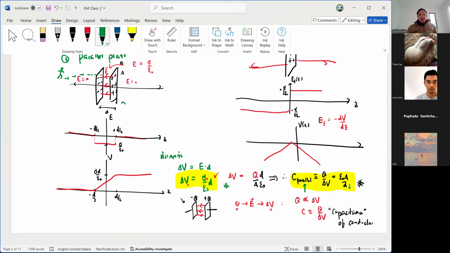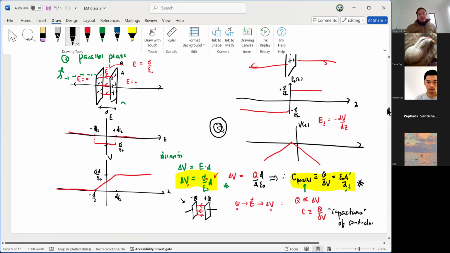Does it make sense? So in general, the capacitance of a conductor depends on its shape. You see, A and D are geometrical parameters. And if you have a different shape of capacitor, say two concentric spheres, then you're going to have a different formula for C, right? It's going to depend on the radius A and the radius B of the capacitor. Does it make sense?